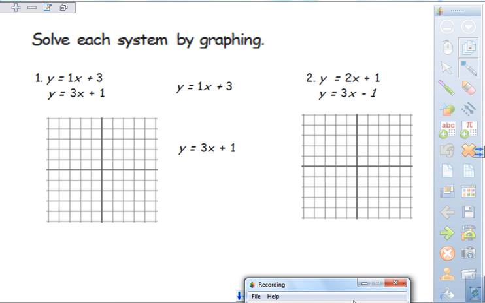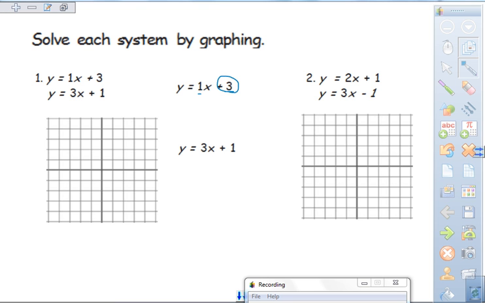The first method for solving a system is solving by graphing. Here are some examples. I have two equations that I need to graph and figure out where they intersect. So I need to look at their slope and their intercept. So I rewrote the equation over here. 1 is the slope and 3 is the y-intercept.